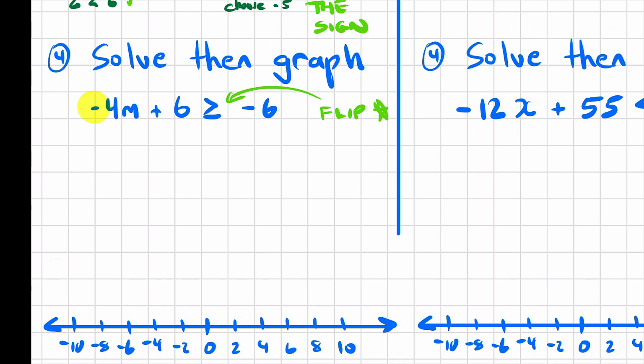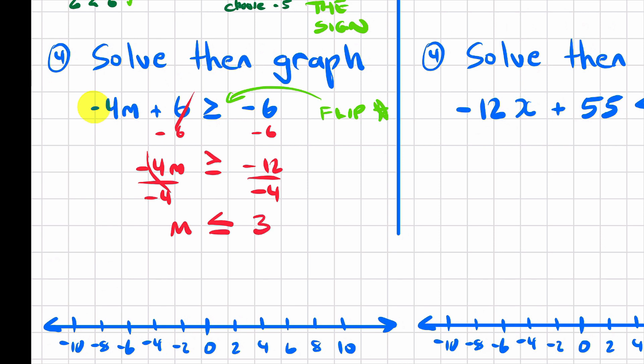So let's work our way through here. We're going to subtract 6 from both sides. I got negative 4m is greater than or equal to negative 12. I'm going to divide both sides by negative 4. And now I get m, and remember, as soon as I've divided, we're going to flip it, is less than or equal to, and negative divided by a negative is a positive, 12 divided by 4 is 3.